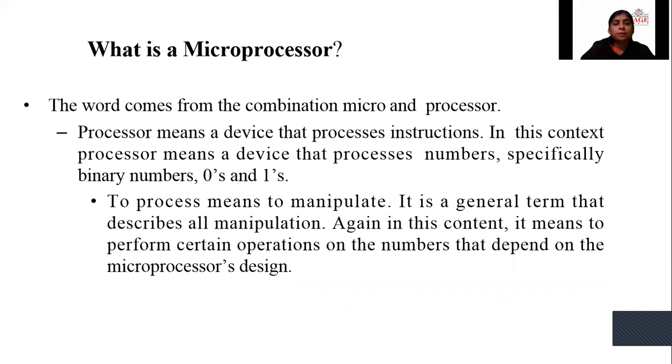The word comes from the combination of micro as well as processor. Processor means a device that processes instructions. In this context, processor means a device that processes numbers, specifically binary numbers, zeros and ones. To process means to manipulate. It is a general term that describes all manipulations. Again, in this context, it means to perform certain operations on the numbers that depend on the microprocessor's design.